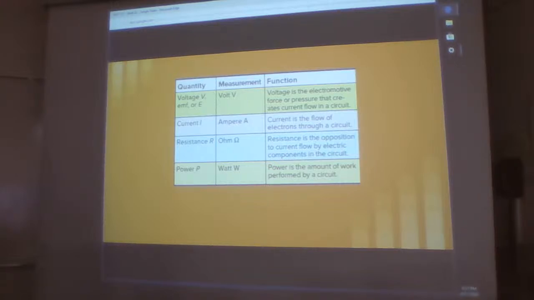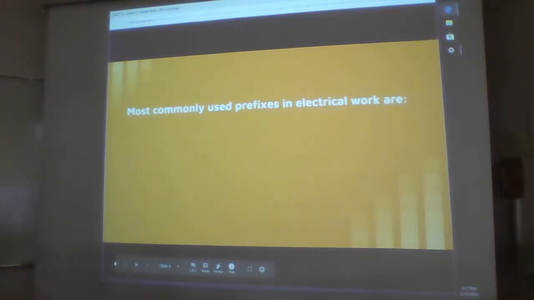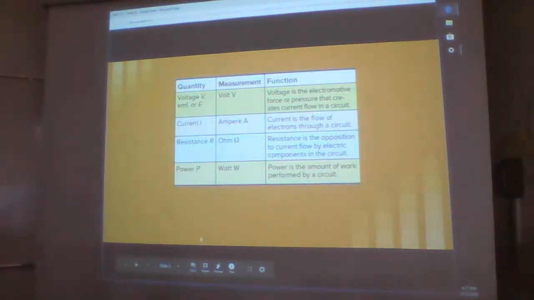We measure resistance, the opposition to current flow by electric components in that circuit. The symbol for resistance is a capital R, and the unit of measurement for that is the ohm. We measure it in ohms, and we have the ohm symbol right there. And last, power, capital P. We measure power in watts, which is a capital W.